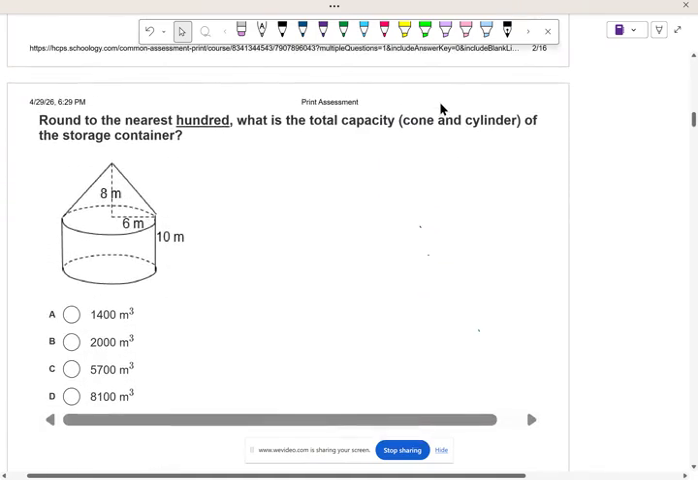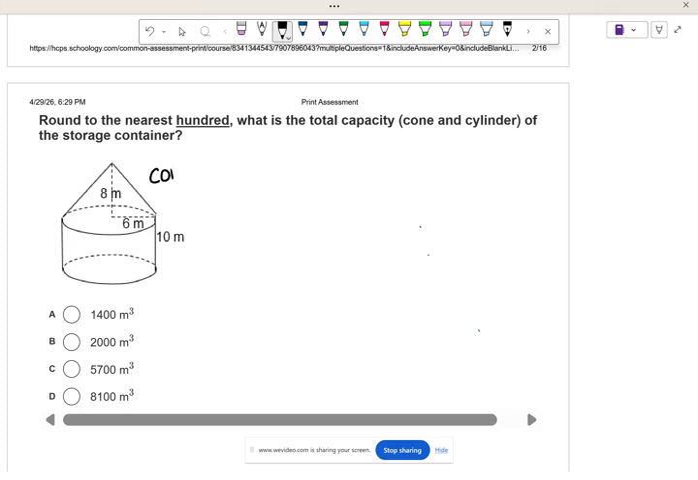Number 2. Round to the nearest hundred. What is the total capacity of the cone up here at the top and the cylinder down here at the bottom of the storage container?